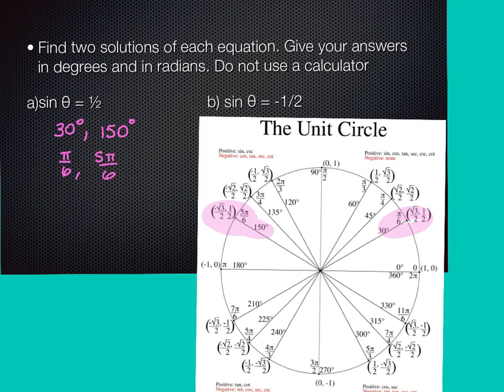So this is actually like baby stepping our way into inverse trig functions, which is the last section in the chapter. We'll get back to this. But for right now, you're just going to do what it says to do.